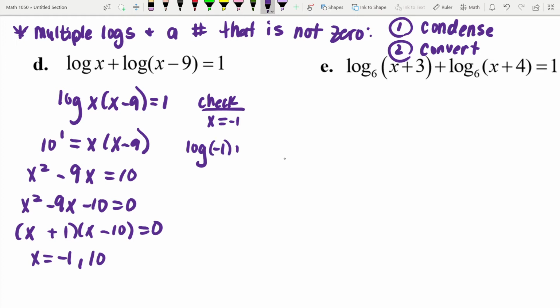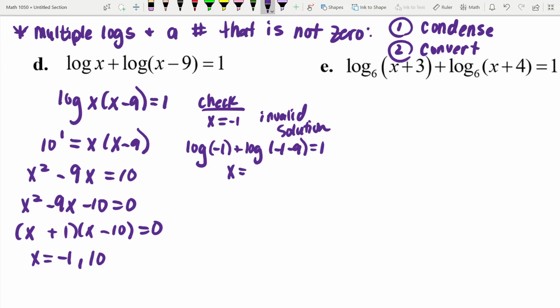Still keep writing your sentence. It'll take you 10 seconds. And then what am I going to put by the negative 1? Somebody tell me those words. Invalid solution. I'll be looking for those words on the quiz and on the test if that's what happens.